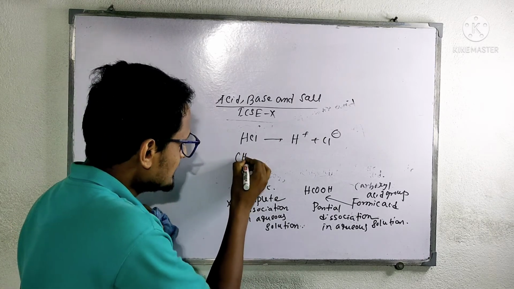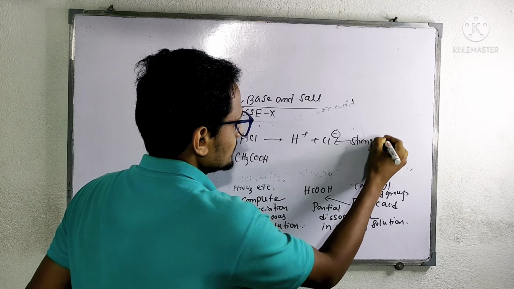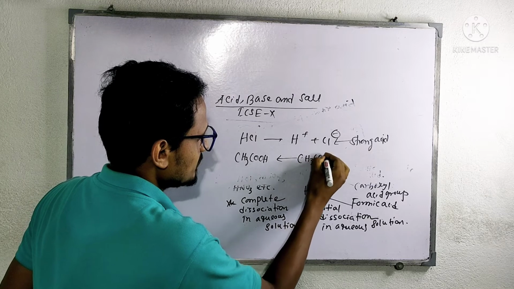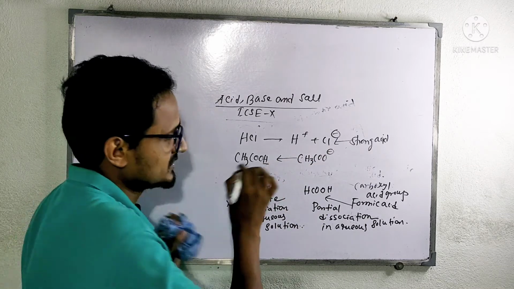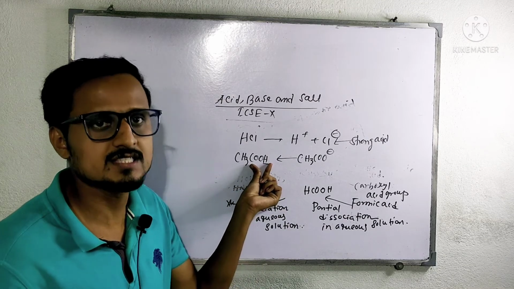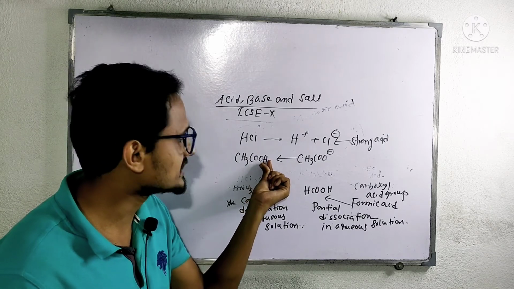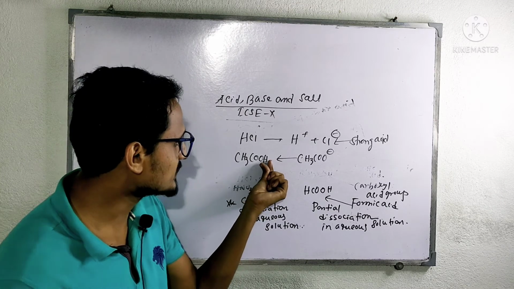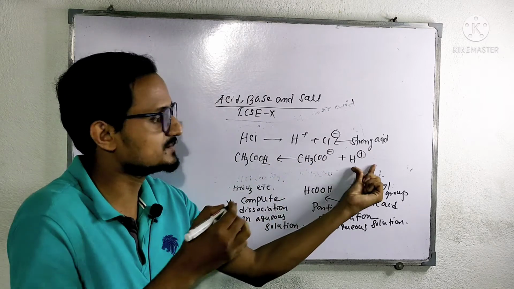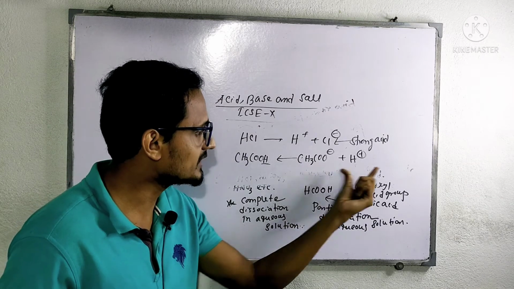But CH3COOH, which is a weak acid, will furnish CH3COO minus ion. First of all, this H plus will be released, because this COOH group is called carboxyl group, which is an organic functional group. This H plus is responsible for the acidity. So first of all, this H plus will be released in the case of weak acid. That means it will release as positive charge, and the other part will remain as negative charge. So CH3COO minus and H plus.